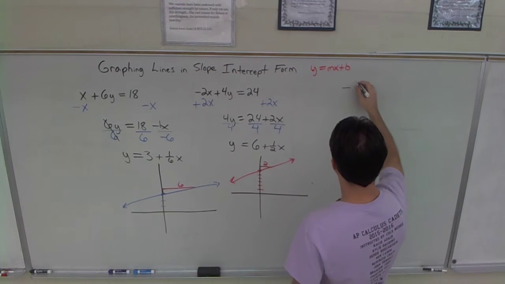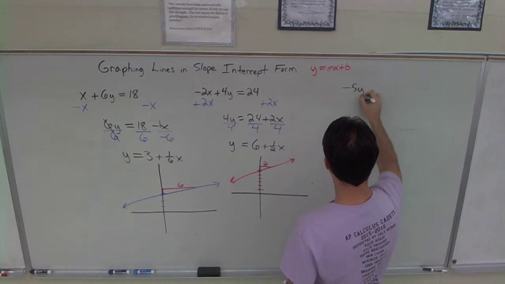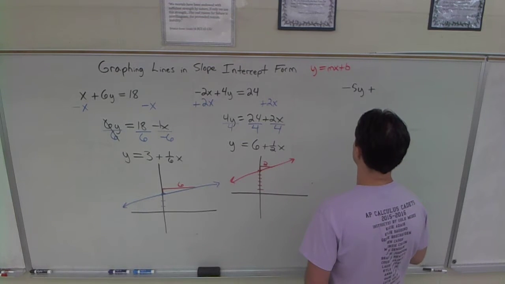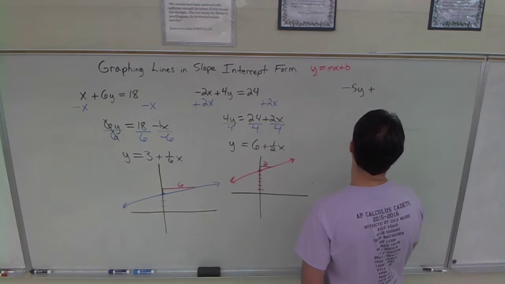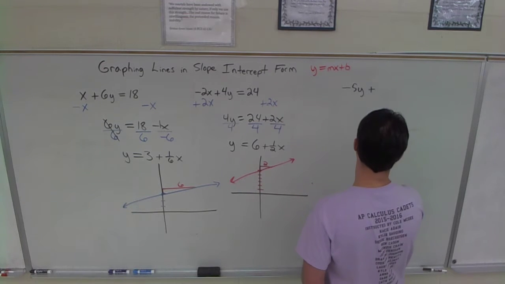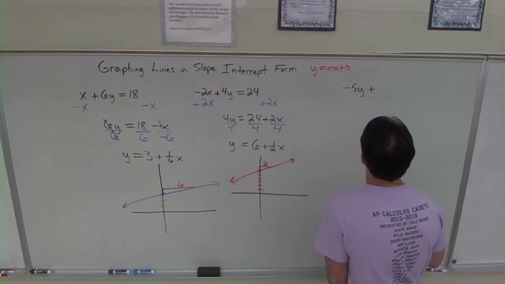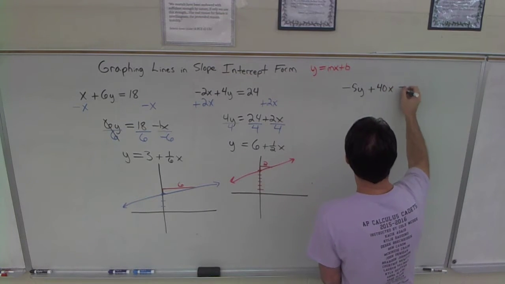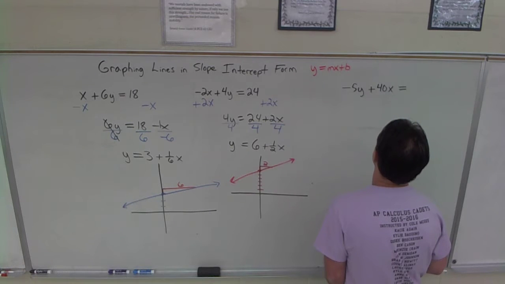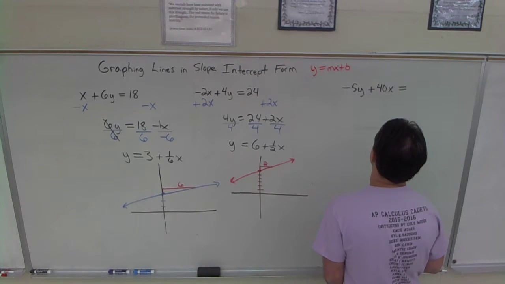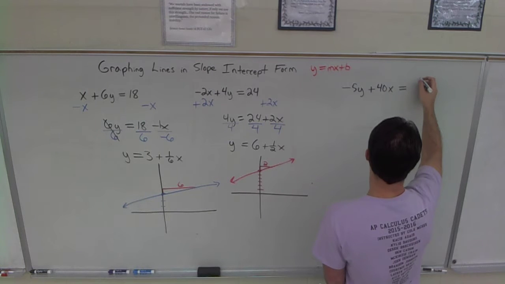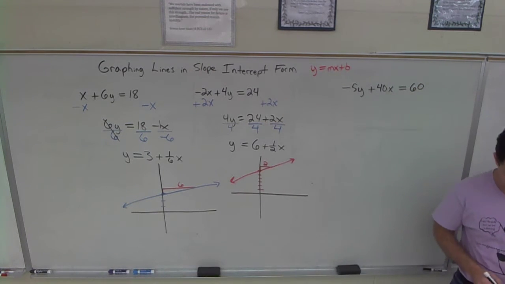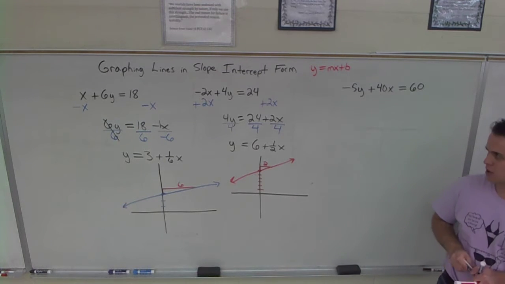So we're going to go negative 5y plus 40x equals 60. Oh, I was just thinking that. Yeah? Okay, same process, right?